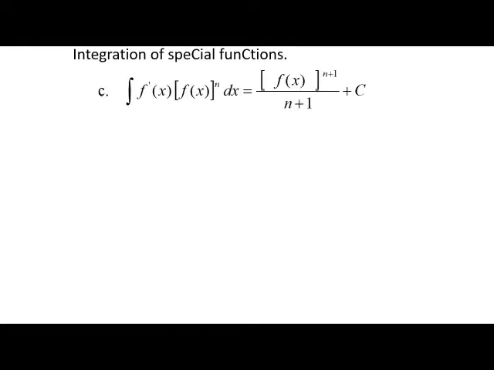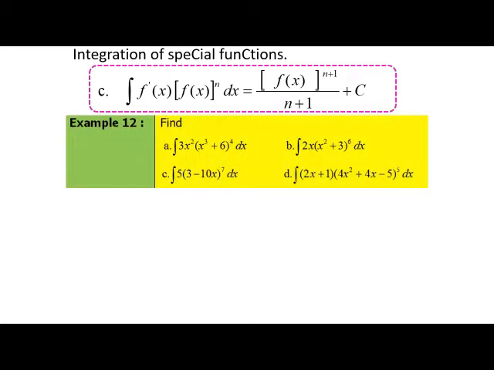Next, when we integrate f prime x bracket f(x) bracket to power of n dx, it must be equal to bracket f(x) bracket to power of n plus 1 over n plus 1 plus c. So this is example. Find for part A the integration of 3x squared bracket x cubed plus 6 bracket to power of 4 dx.